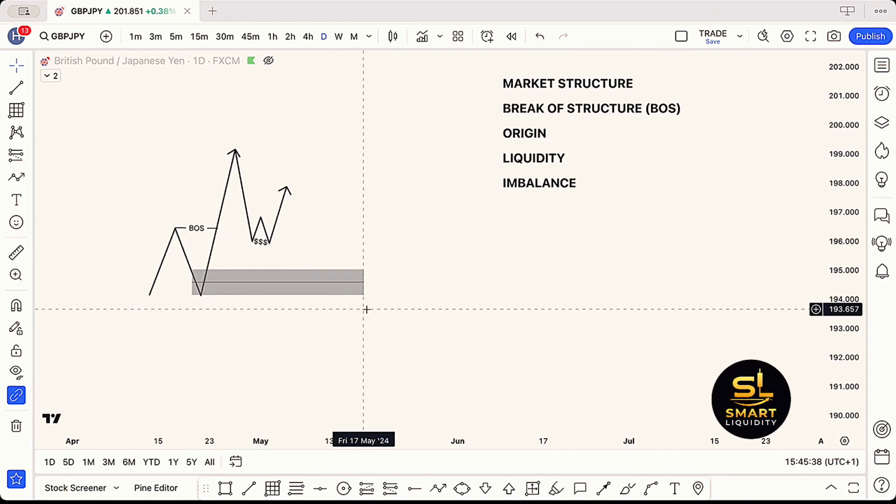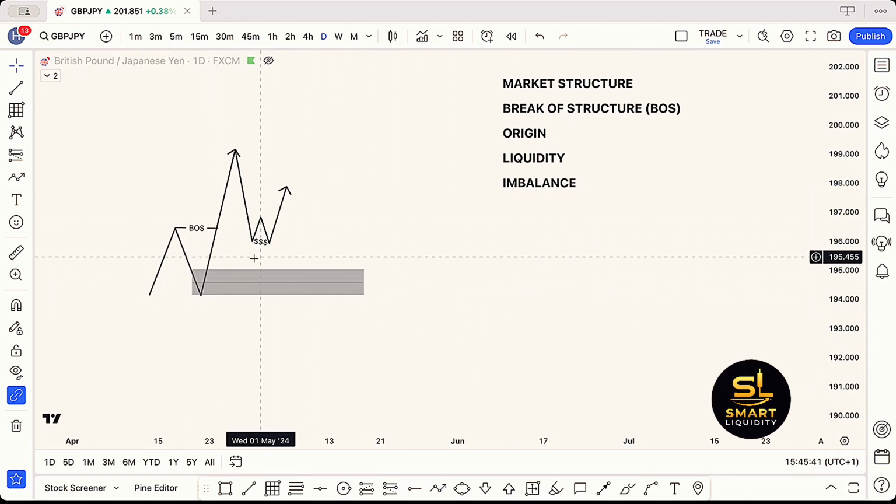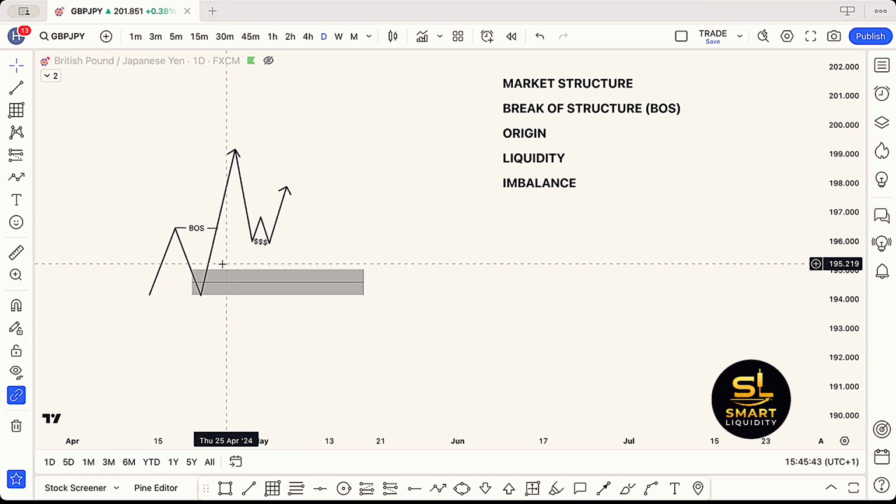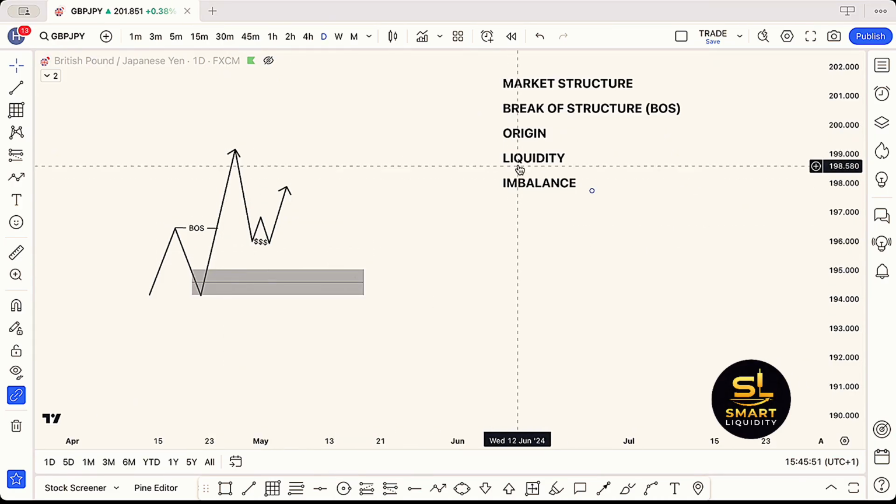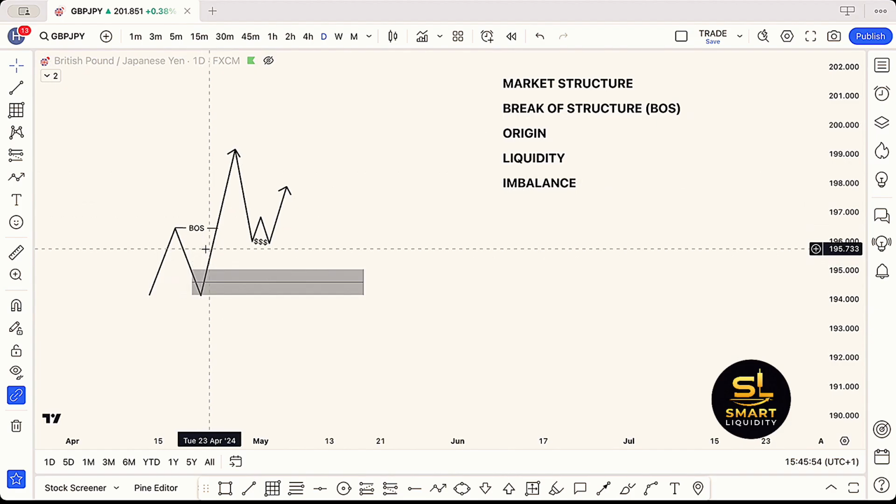So you can either take your trades with imbalance. Once you point out that there is an imbalance on the chart, you can take your trades from that, or you take your trades from order blocks. But personally, I take my trades from order blocks. But I use imbalance as part of the confluences I need to see very close to my origin for it to be valid for me.